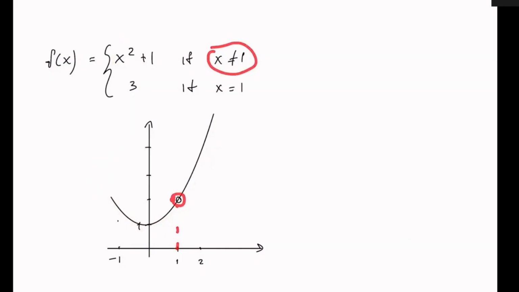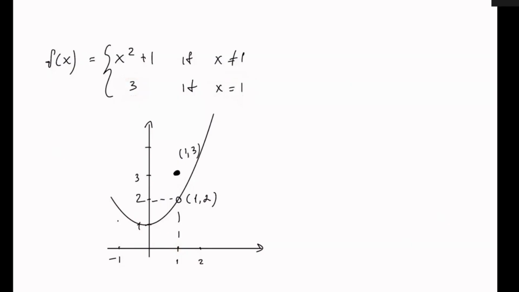So right here we have a hole. But we know that when x equals 1, our y value equals 3. So let me see, 1, 2, 3. I will have a point right here. Now notice the hole at 1 comma 2, and this solid point at 1 comma 3.